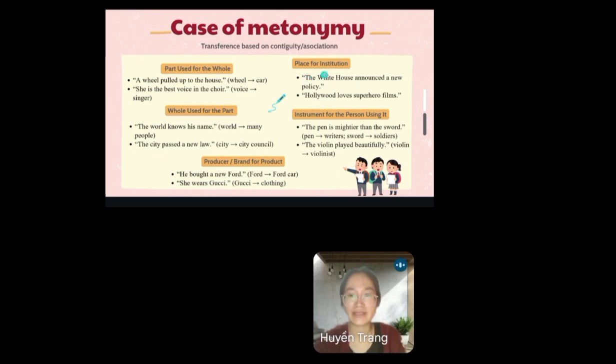Furthermore, a place can refer to an institution. For example, Hollywood loves superhero films refers to the American film industry, not the physical location. An instrument can represent the user. The pen is mightier than the sword. This means writers have more influence than soldiers. And finally, brands can relate to products. He bought a new Ford means he bought a Ford car.